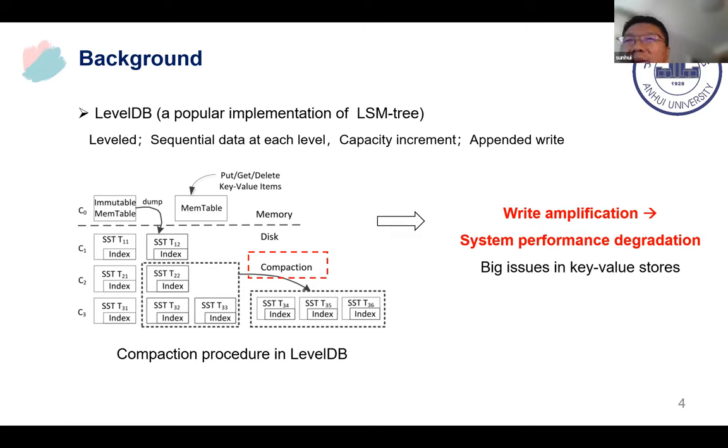Among SST 22 and 32, 33, the newly written data after compaction gives us SST 34, 35, 36. We call this processing compaction, which will cause high write amplification. The write amplification will impair the system performance, and then it degrades the system performance. Compaction and write amplification are big issues in LSM-based KV stores.